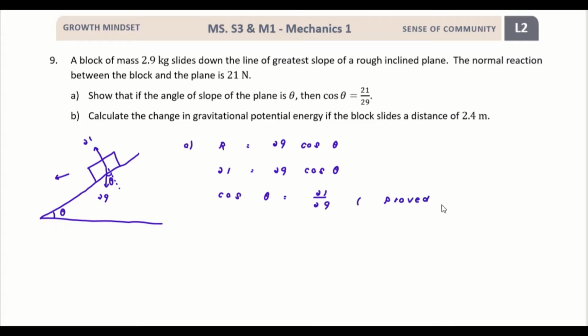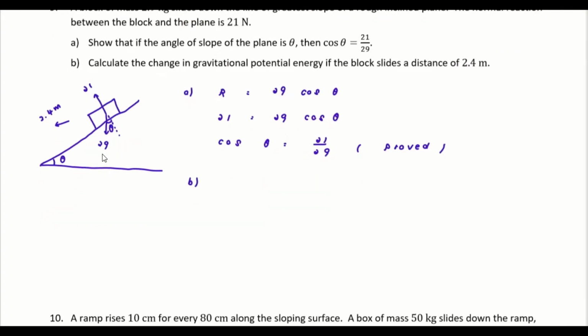Okay, B: calculate the change in gravitational potential energy if the block slides a distance of 2.4 meters. So we're not sure whether the length of the slope is 2.4 or not, but we know that the block slides a distance of 2.4 meters. Now we need to find the change in gravitational potential energy. You must remember that when we talk about the change in GPE, the distance we must use for the height must be a vertical distance.